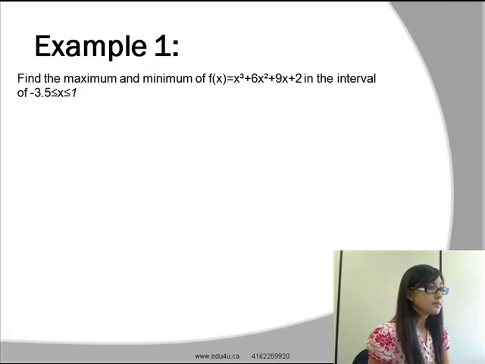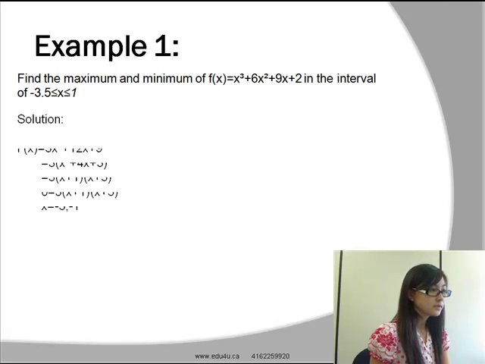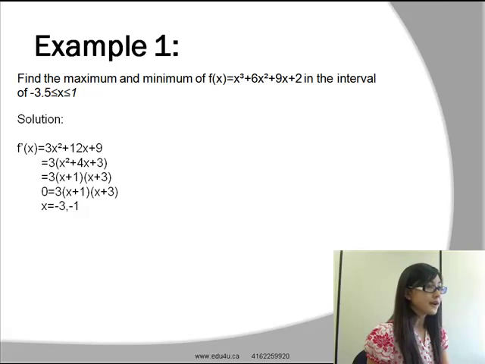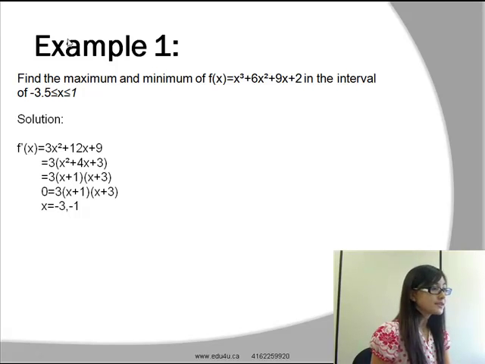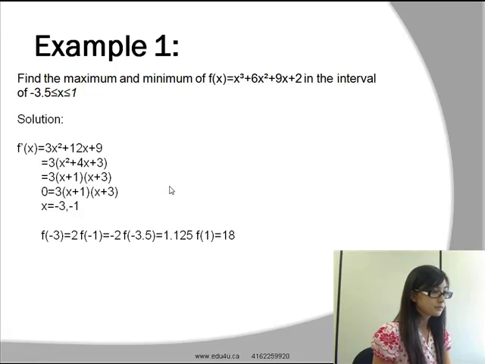Let's take a look at example 1 from Learning Resources. Find the maximum and minimum of the function f of x equals x cubed plus 6x squared plus 9x plus 2 in the interval of negative 3.5 less than or equal to x less than or equal to 1. So the first thing we have to do is find the derivative of f of x, and let the derivative be equal to 0, so we can find the horizontal slope of the tangent. And when we do that, we find that x is equal to negative 3 and negative 1.